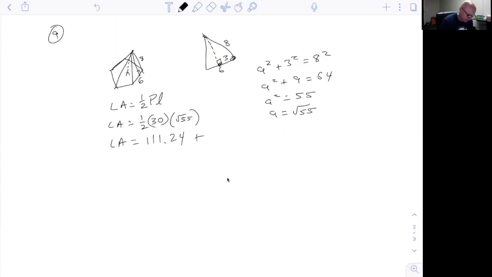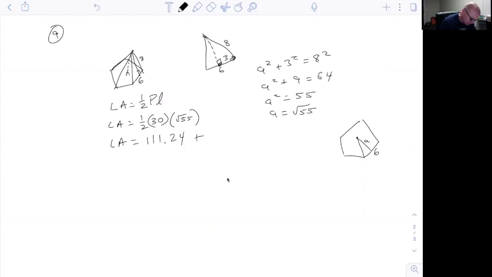How do I figure out the area of a regular pentagon that has one side 6? Anybody remember last chapter? You loved doing this. The area of a regular polygon is the perimeter times the apothem, right? So I got to figure out what that apothem is. Let's make a triangle here. Well, how am I going to find out what this is?